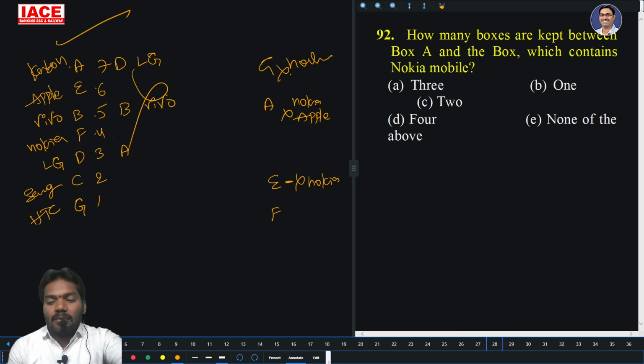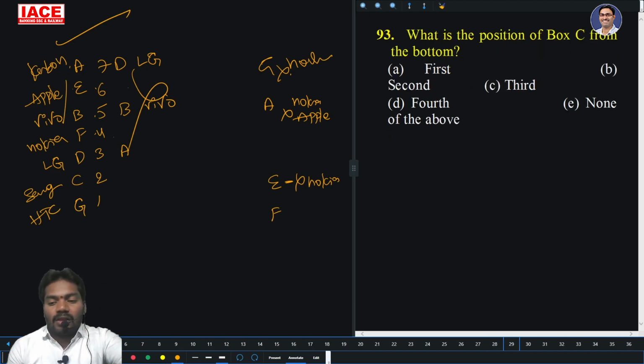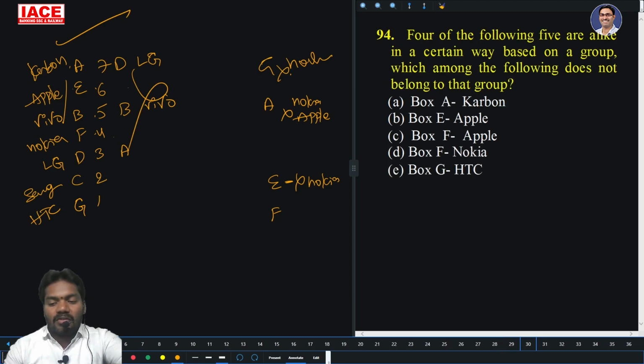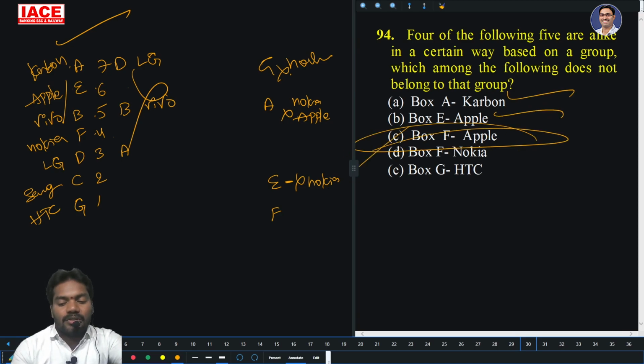How many boxes are kept between A and Nokia? A and Nokia, how many? 2, option C. What is the position of C from the bottom? Second, option B. Which of the following is false? Box A, carbon, odd number. E, even number. F, even number. A carbon, yes. E Apple, yes. F Apple, no. Option C is right.